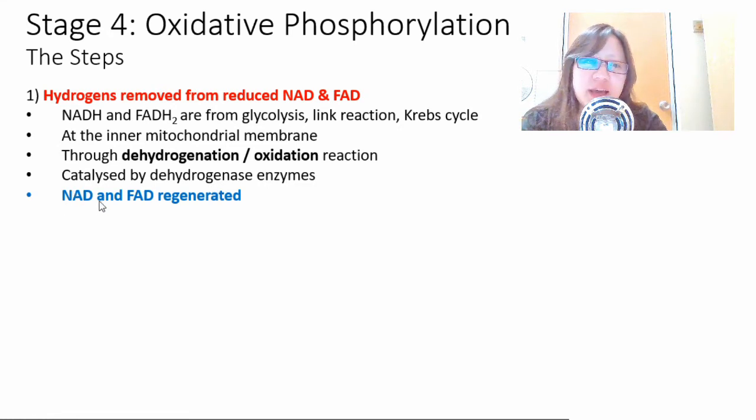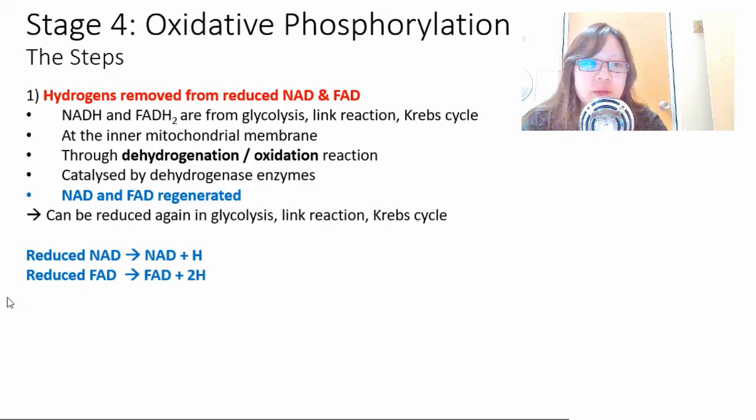As a result, NAD and FAD are regenerated, and if we were to write them as equations, it looks like this. Reduced NAD becomes NAD plus hydrogen atom. Reduced FAD becomes FAD plus 2 hydrogen atoms. And these FAD and NAD that are no longer reduced can be reduced again in glycolysis, the link reaction and the Krebs cycle. So it goes back to the matrix, and back to the cytoplasm, in order to help in those reactions.